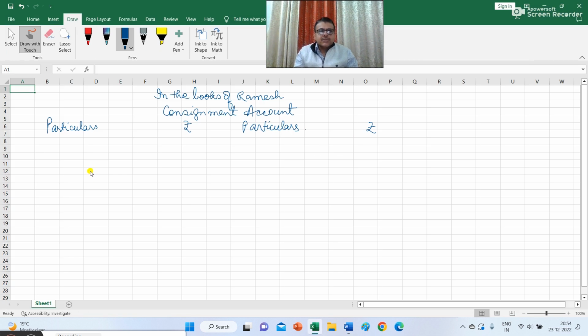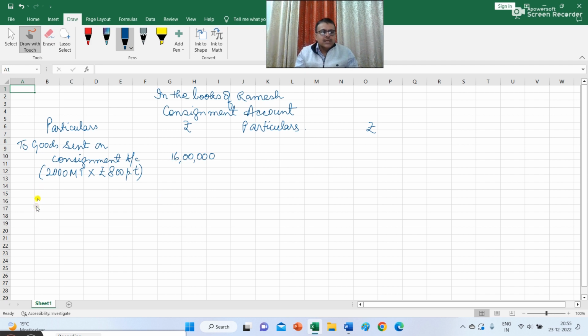So here I have prepared the structure of the consignment account in the books of Ramesh. Ramesh sent 2000 metric ton at rupees 800 per ton. So I have to write here on the debit side to goods sent on consignment account 2000 metric ton, multiply this with rupees 800 per ton. So the total value of goods sent is rupees 16 lakh.